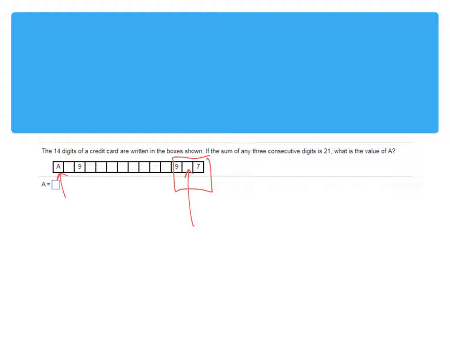You should see that that needs to be a 5. And then we're going to keep working backwards. So then I've got 9, 5, and something. What would this need to be to get me to 21? I want you to keep working backwards, and I want you to go ahead and enter what you get for A.